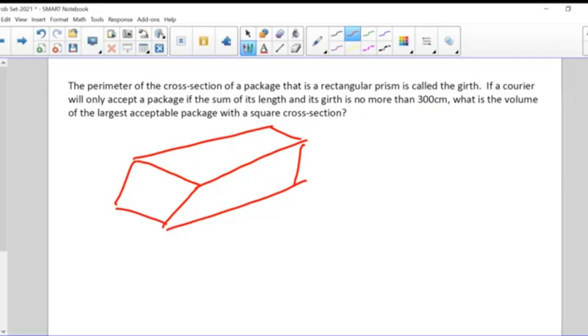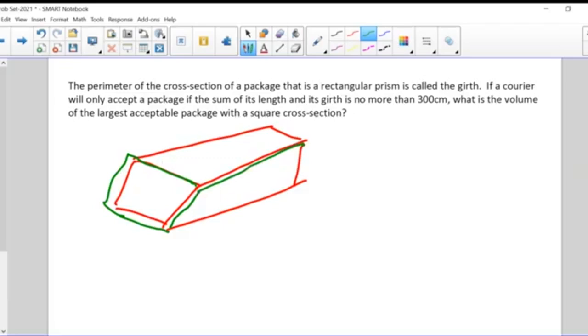Anyway, the girth would be the distance around the sides like this, right? That's the girth. And then they're going to take that perimeter around this cross section and add it to this line, the length. Okay, Sarah. They're putting those two together. So these are two distances: a perimeter around this edge here and adding that to the length.